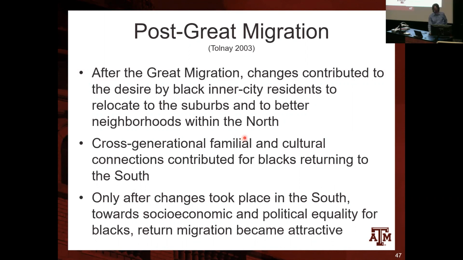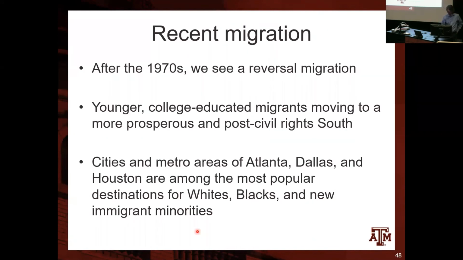Cross-generation familial and cultural connections contributed to some of them returning to the South. But this return to the South only happened after changes took place in the South towards more socioeconomic and political equality for Blacks. And then return migration became more attractive to them. So after the 70s, we see a reversal migration. Younger, college-educated migrants moving to a more prosperous and post-civil rights South. So, for example, Texas is attracting a lot of migrants within the country.